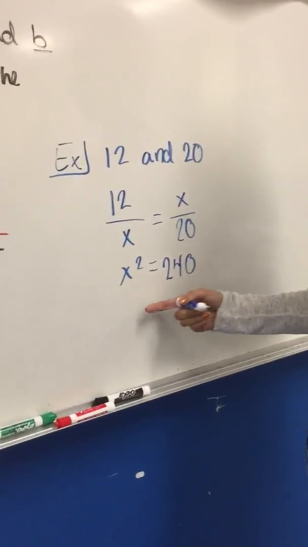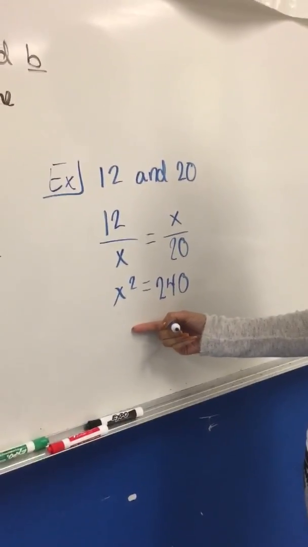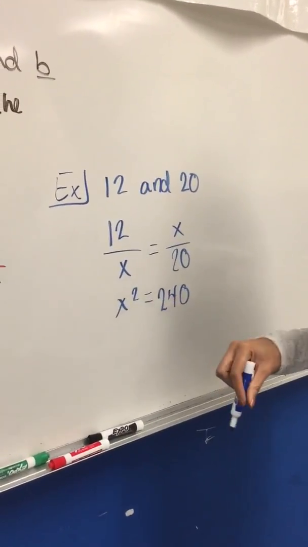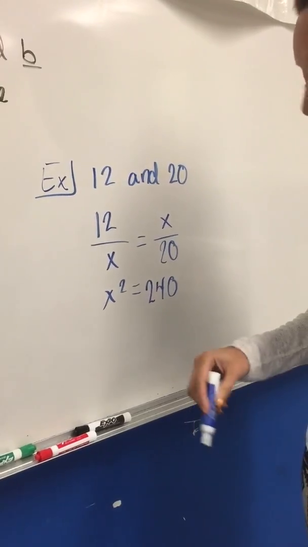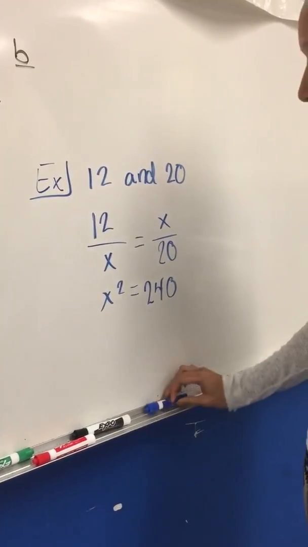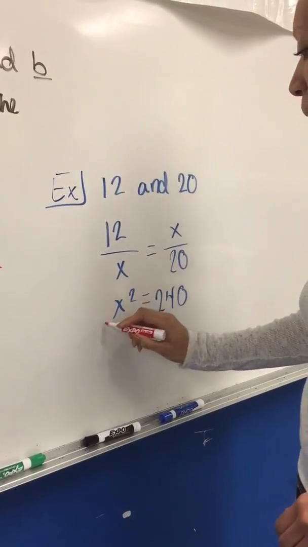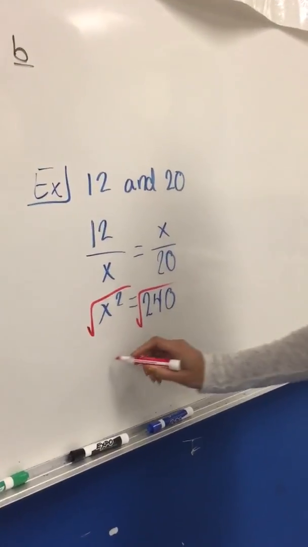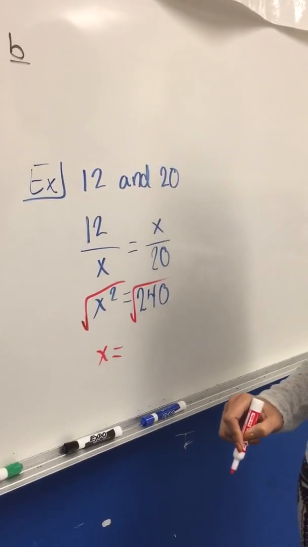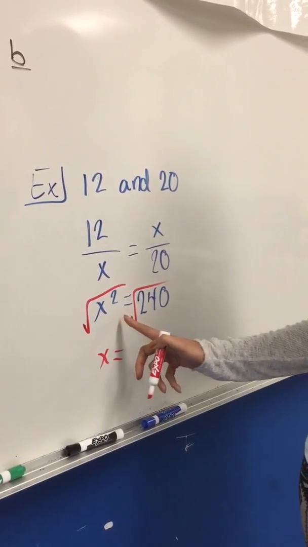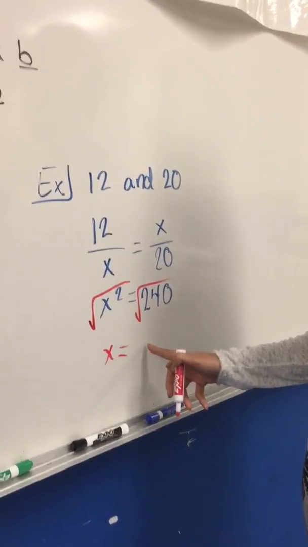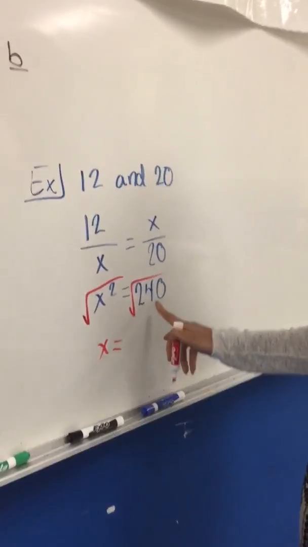Now what do we do? This is the part that you have to remember. I'm sure you remember now. After the last example, we are going to take the square root. So again, do I need the negative answer to this? Nope, I just need the positive one.